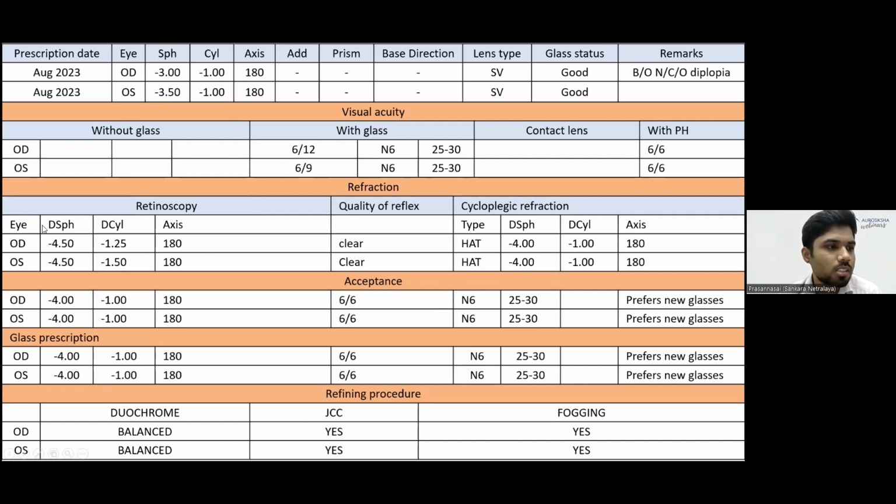While doing refraction, we got minus 4.5, minus 1.5 at 180, and similarly minus 4.5, minus 1.5 at 180 in the left eye. Whereas the cycloplegic refraction reveals minus 4 in both right and left eyes, with a similar amount of cylindrical power. So in these cases, we can go with the cycloplegic refraction value. The patient was comfortable with the cycloplegic refraction and the vision was noted as 6/6, and the duochrome was also balanced along with the JCC refining procedure, and fogging should also be done.